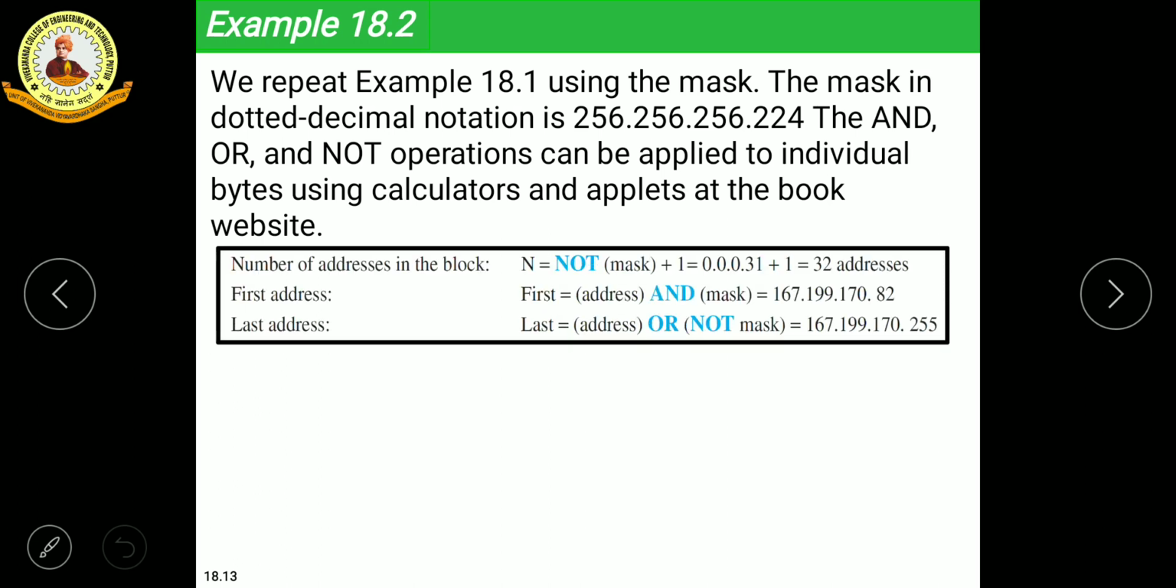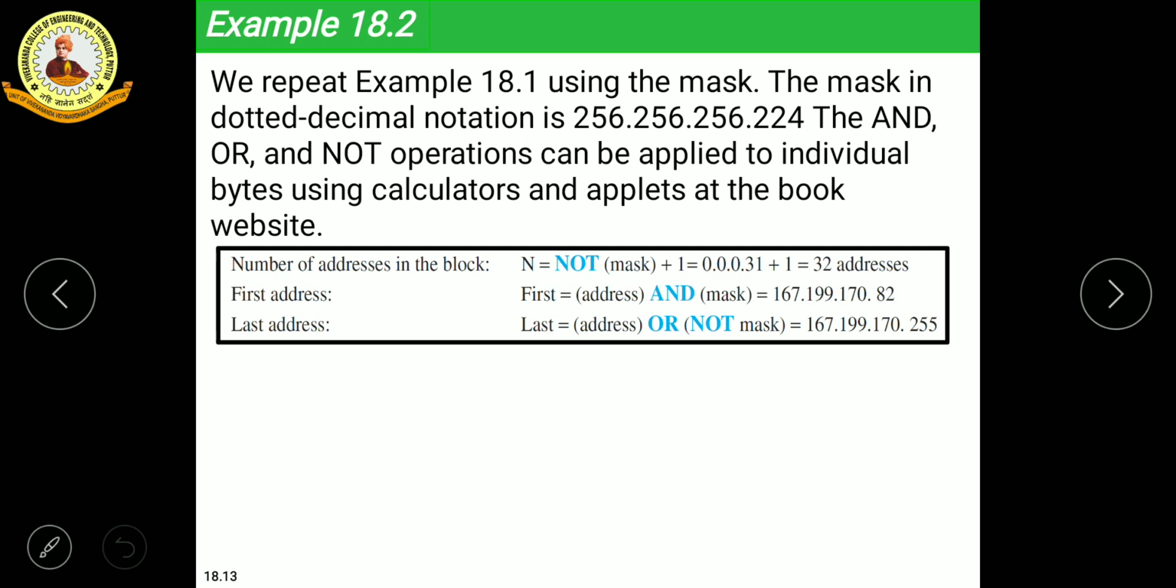Another way to find the first and last addresses in the block is to use the address mask. The address mask is a 32-bit number in which the n leftmost bits are set to 1 and the rest of the 32 minus n are set to 0. So the prefix bits are set to 1 and the suffix bits are set to 0. A computer can easily find the address mask because it is the complement of 2 raised to 32 minus n minus 1. The reason for defining a mask in this way is that it can be used by a computer program to extract the information in a block using three bitwise operators: NOT, AND, OR.